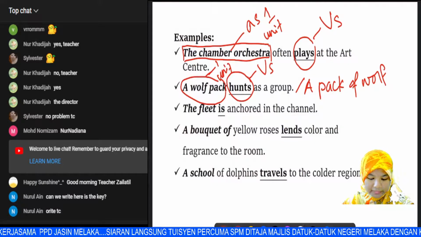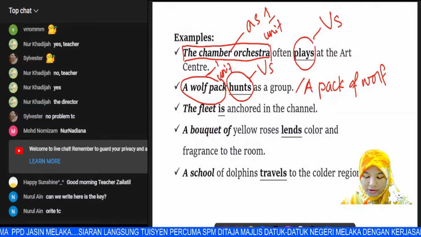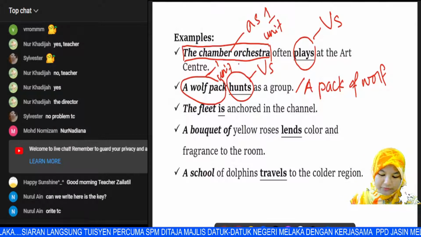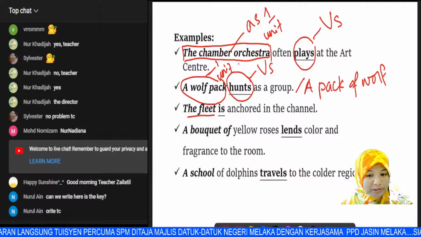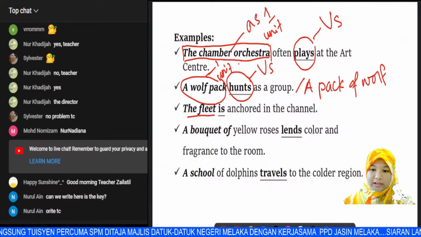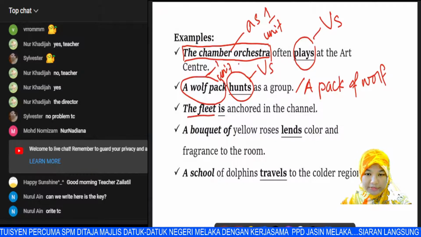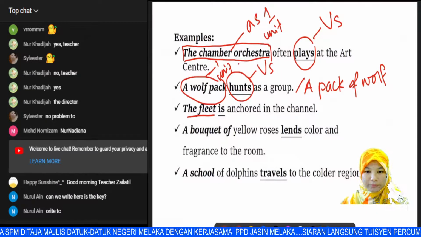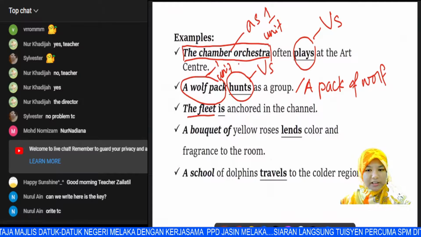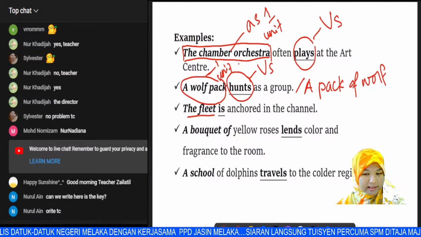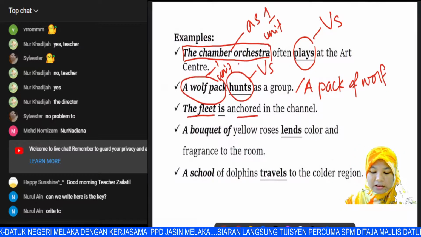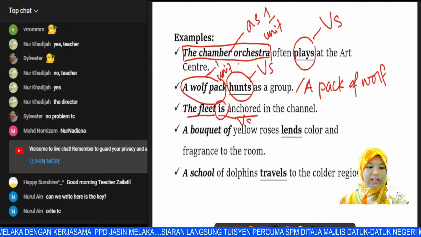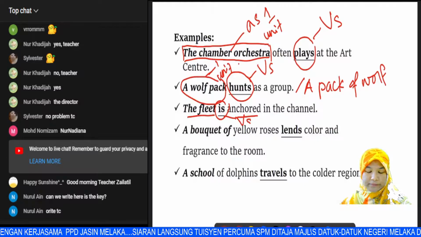Number 3. The fleet is anchored in the channel. The fleet we usually refer to as ships or boats, similar to flotilla. It refers to several boats or ships, but all of the boats and all of the ships in the fleet are actually doing the same thing, which is anchoring themselves in the channel. So we use a singular verb. They are doing the same thing as a unit, as one.